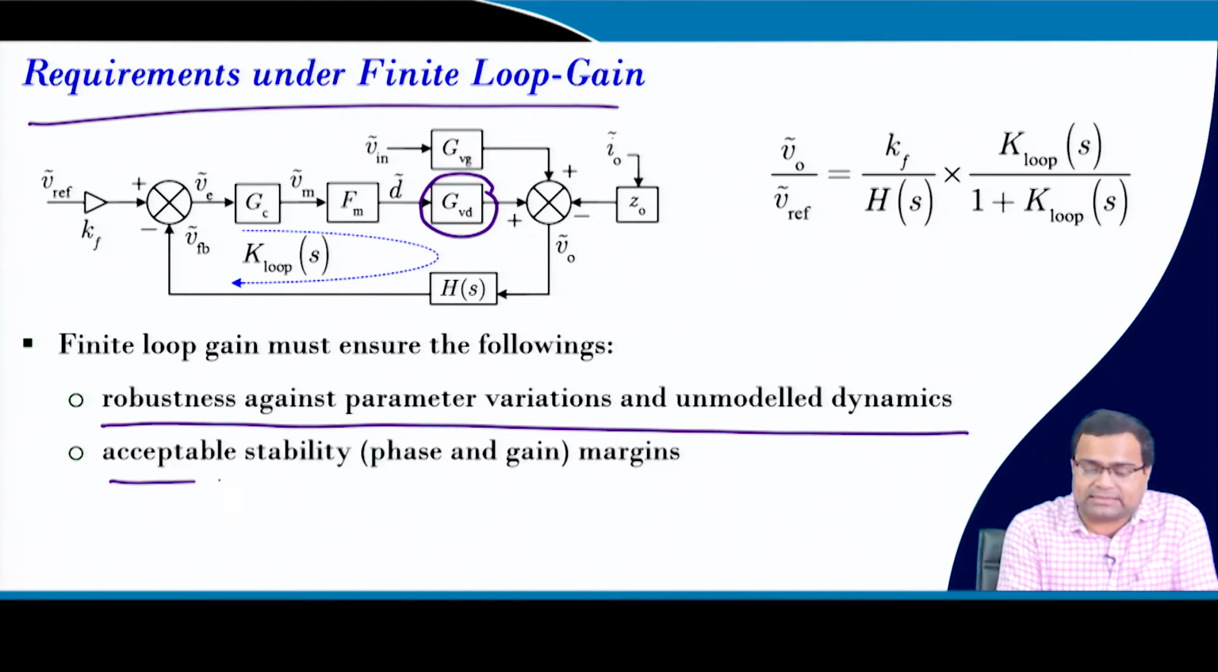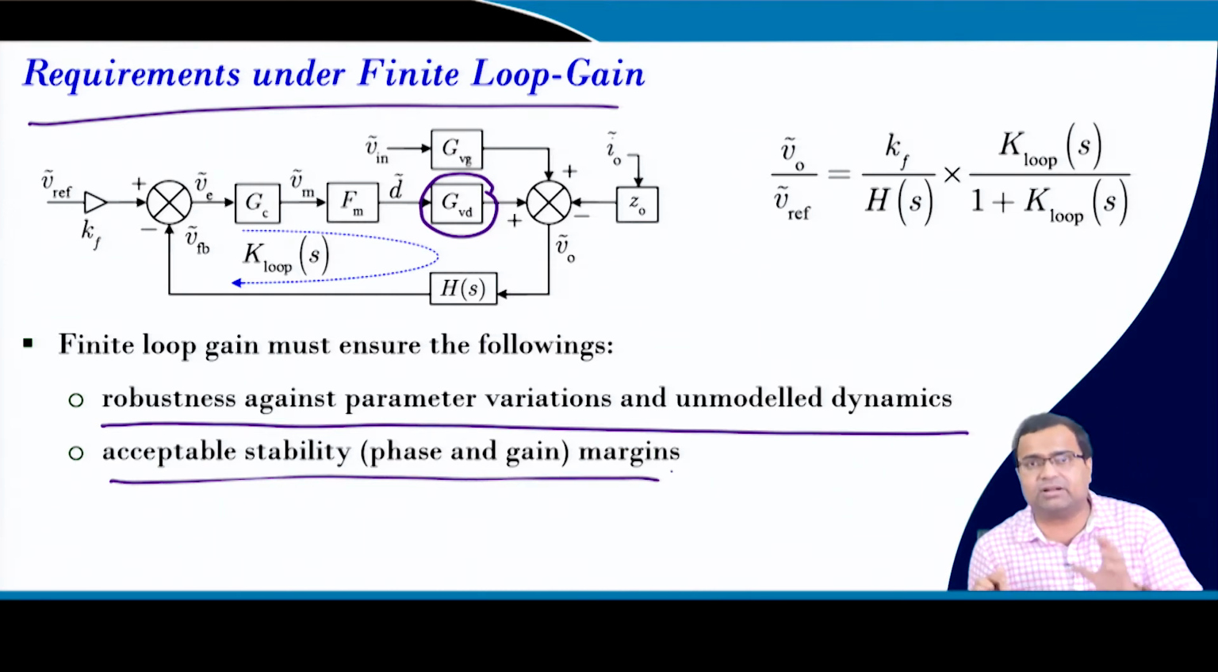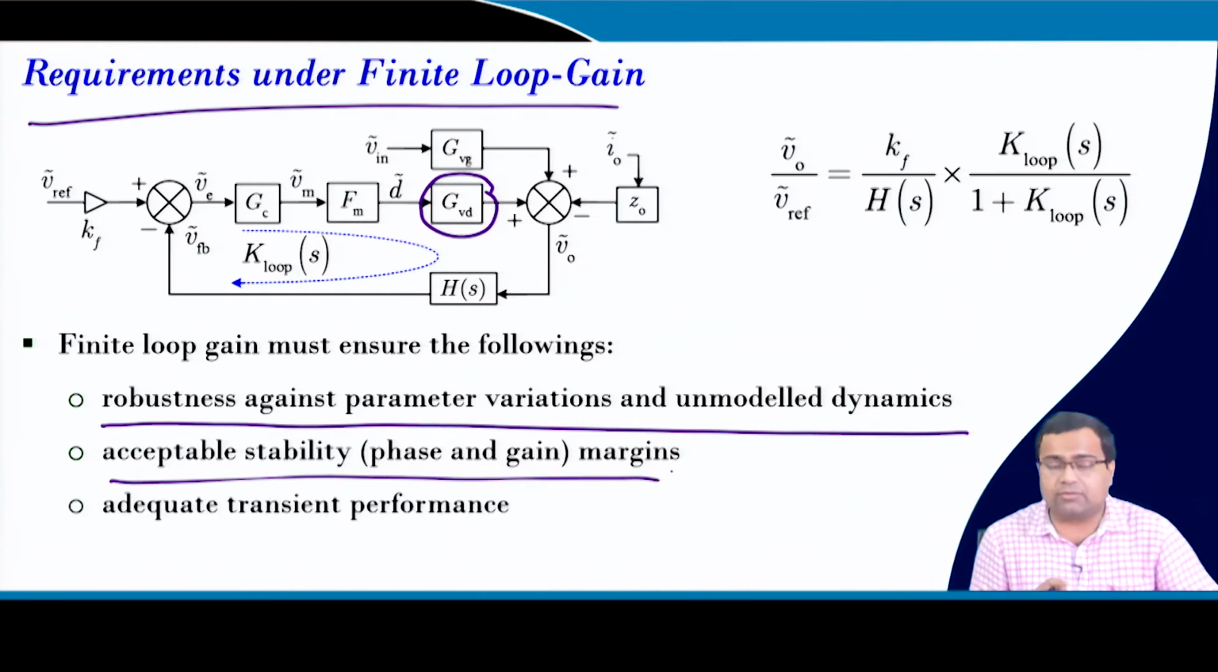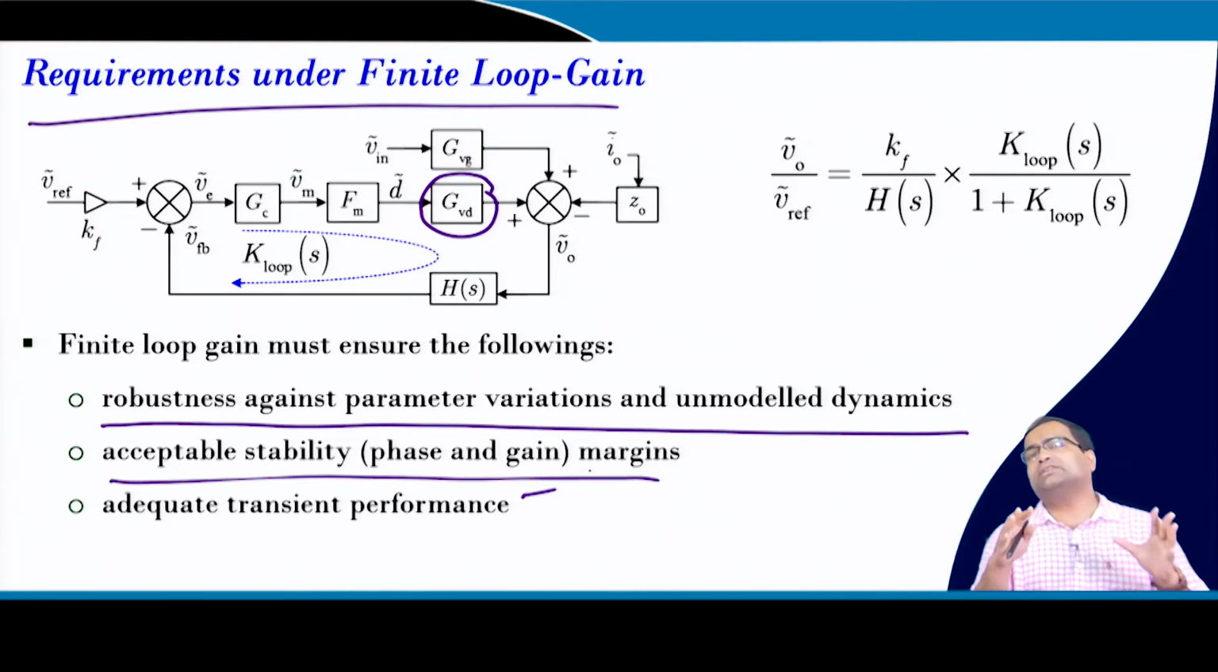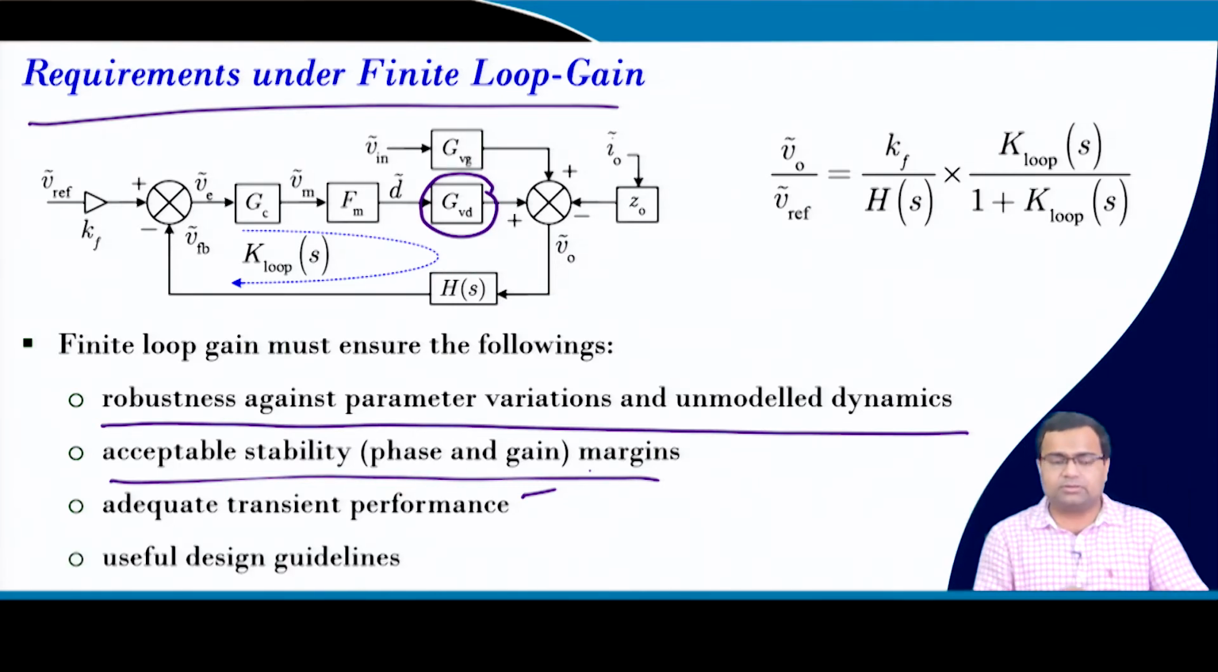So, there will be some unmodeled dynamics, although they are at very high frequency, but that also can be incorporated. Then we should have acceptable stability margin, gain margin, phase margin, and we need to achieve adequate transient performance, because we should not have very high overshoot and undershoot, but our settling time should also be very fast, and we should also provide some useful design guidelines.